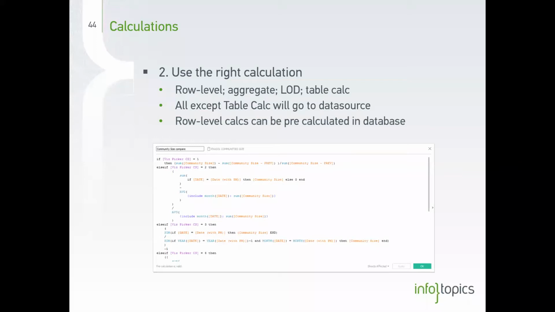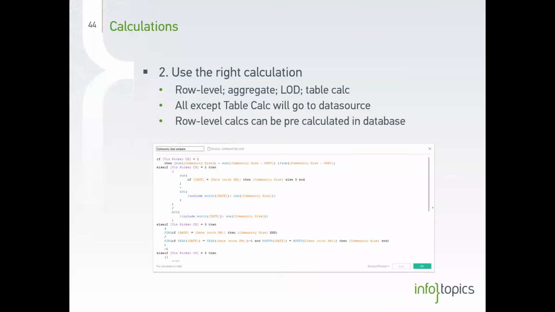And level of detail calculations, of course, are really awesome. I can't think of a life without level of detail, but they can also become a little bit slow. I will show it a little bit one sheet later. And all these calculations, except the table calculations, will go to the data source. And Tableau will ask the data source if they can get an answer. So they will go to Hyper, they will go to your live data source, they will go everywhere.